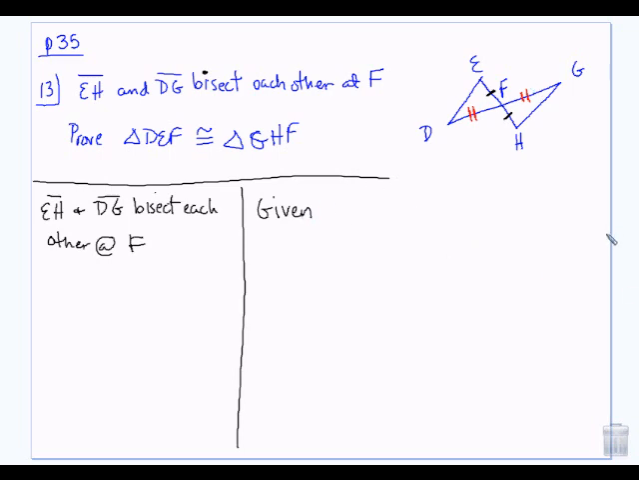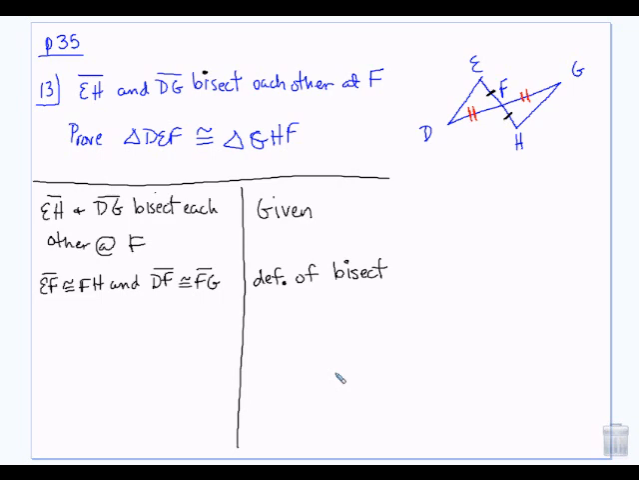So then that's the next line of our proof. We look at what the first given stuff is and then we say, okay, what does it mean? And then we go from there. So the next line of our proof is going to be that EF is congruent to FH and DF is congruent to FG. Because that's what it means to bisect. Bisect cuts into equal halves. So it's the definition of bisect.